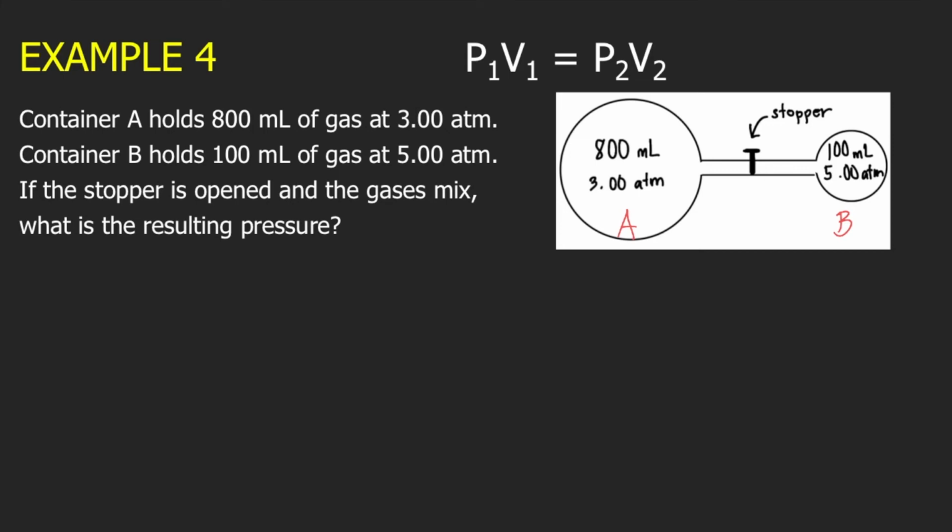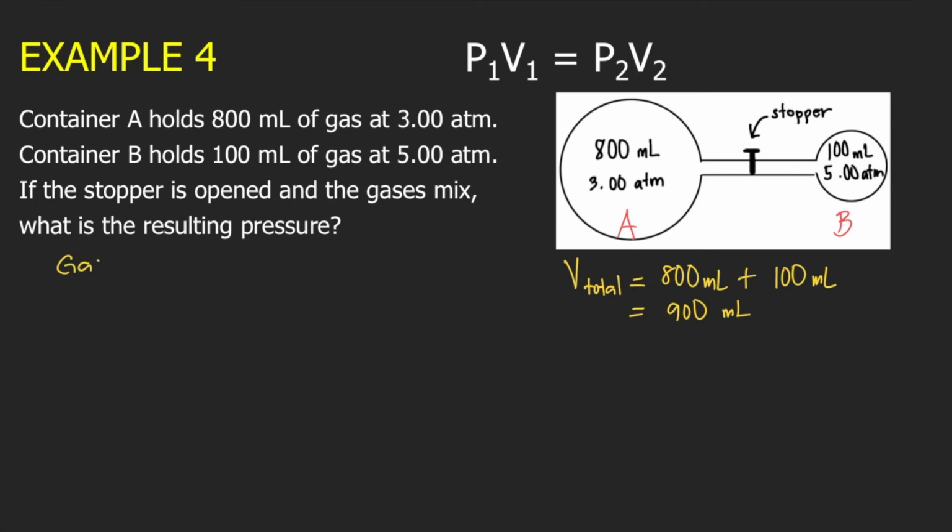If the gases mix, the first thing we need to do is to compute the total volume, or V total. Container A is 800 ml plus container B is 100 ml. So when the gases mix, the total volume is 900 ml. For this problem, what you need to do is to perform P1V1 equals P2V2 twice, for gas A and gas B.